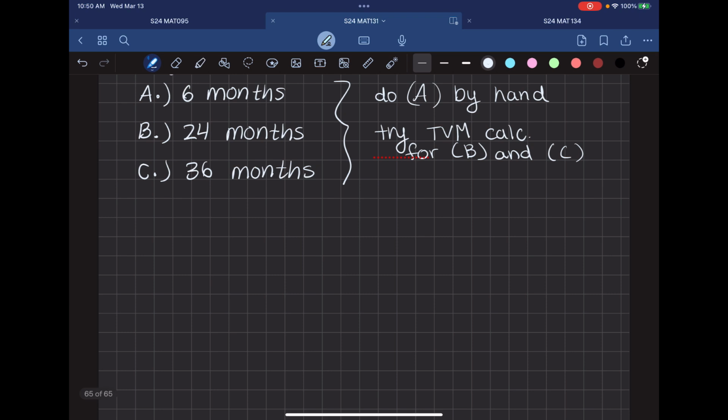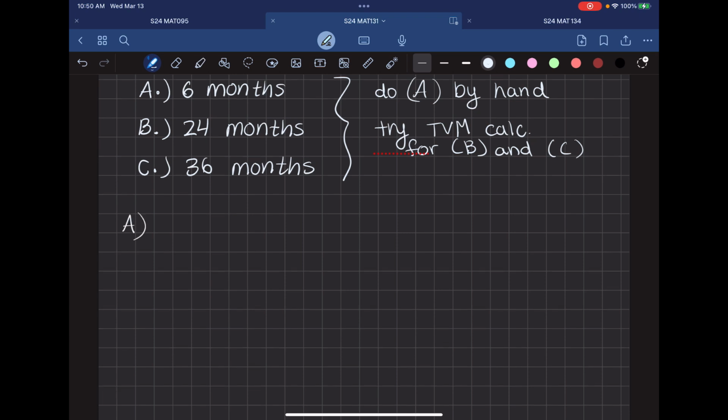So for part A, this is a payout annuity. Our original balance is starting at $5,500. We're trying to figure out what our monthly payments should be. And we can fill in the rest of our payout annuity formula.